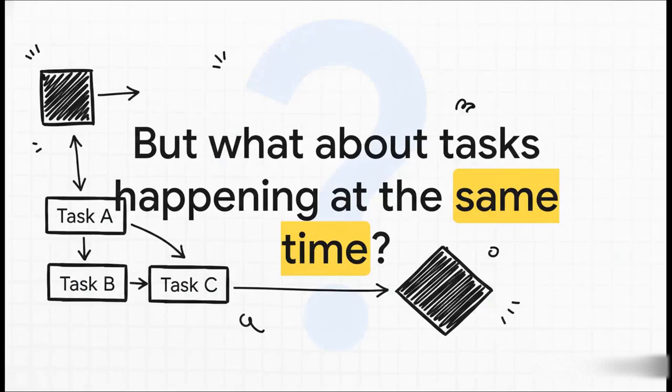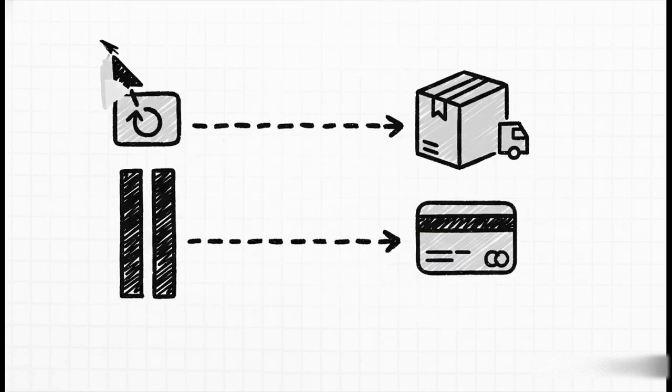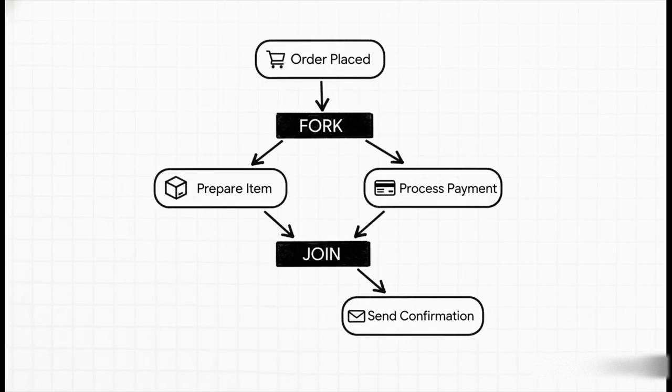Okay, that login example was pretty linear, right? One thing after another. But what happens when a process needs to do like two or three things all at once? Think about when you buy something online. The second you hit that confirm order button, the system doesn't just do one thing at a time. It kicks off one process to start getting your item ready for shipping, and at the same time, it starts another process to handle your payment. They happen in parallel.